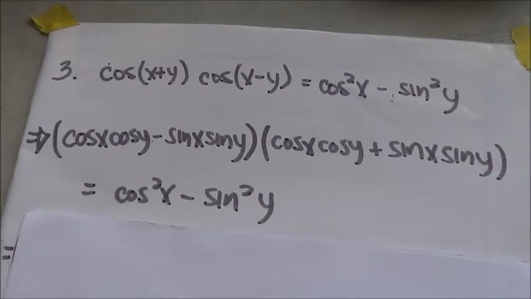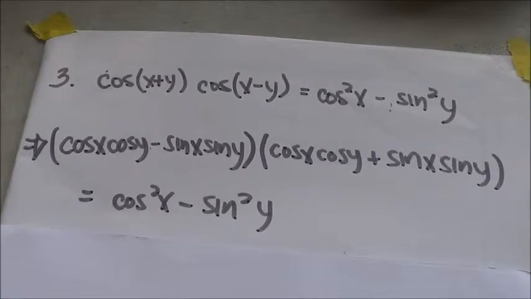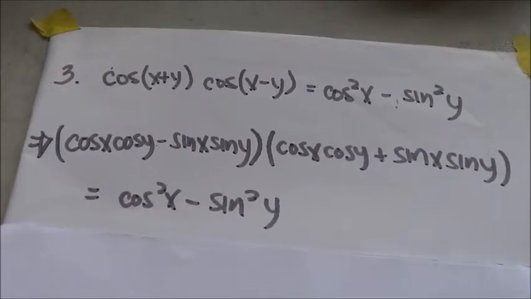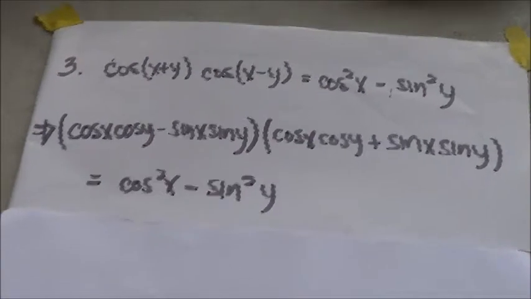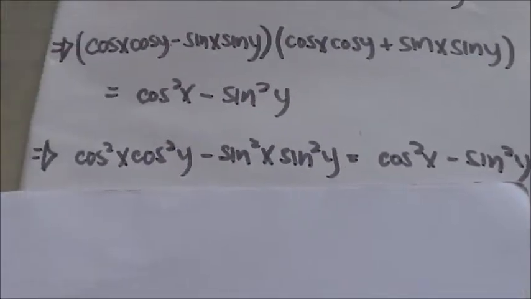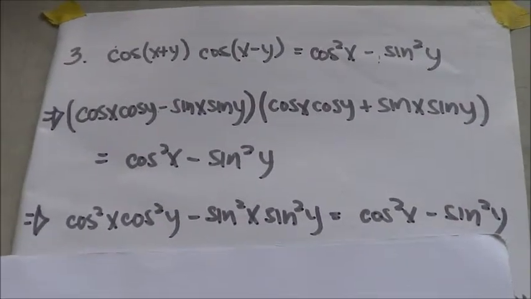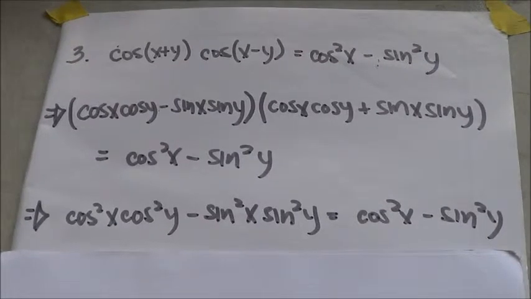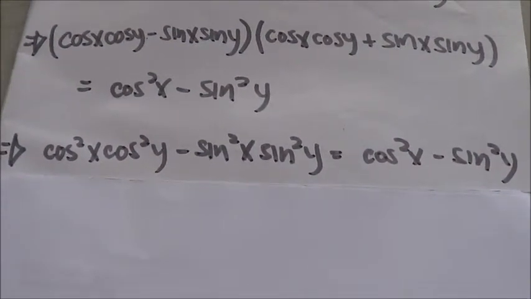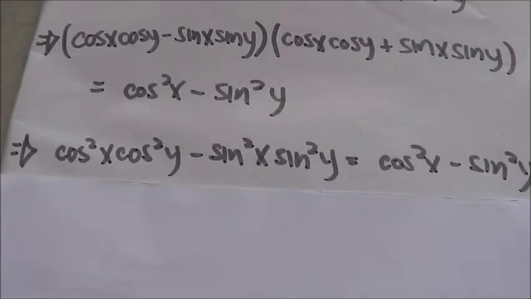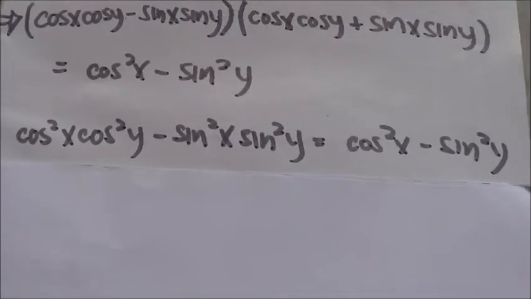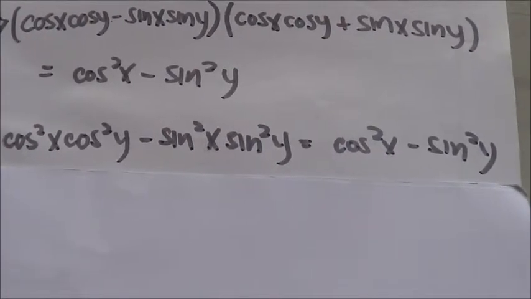If you look at the left hand side, you can see that this is a special product and it is a difference of two squares. So we simplify the left hand side and we get cosine squared x times cosine squared y minus sine squared x times sine squared y is equal to cosine squared x minus sine squared y. The next step here is to use the Pythagorean identities. We can convert cosine squared y to 1 minus sine squared y and sine squared x to 1 minus cosine squared x.